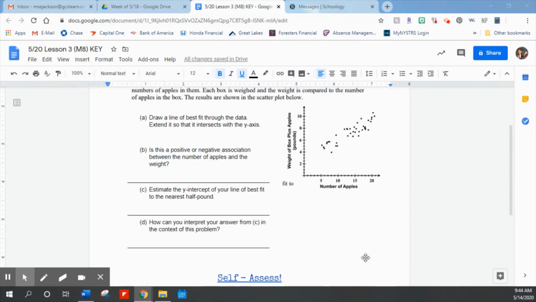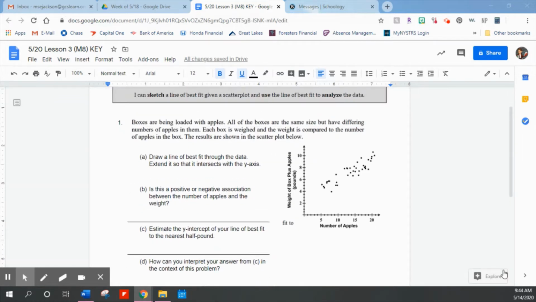So today we're really just working with one word problem, drawing in a line of best fit and making sense of it. So let's take a look at number 1. Boxes are being loaded with apples. All of the boxes are the same size, but have differing numbers of apples in them. Each box is weighed, and the weight is compared to the number of apples in the box. The results are shown in the scatter plot below.